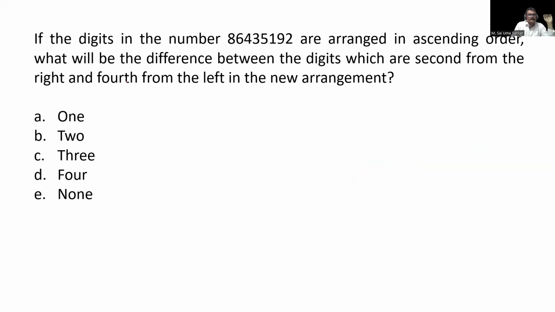Next question. If the digits in the number 8, 6, 4, 3, 5, 1, 9, 2 are arranged in ascending order, what will be the difference between the digits which are second from the right and fourth from the left in the new arrangement? Here, what are the digits? That is equal to 8, 6, 4, 3, 5, 1, 9, 2. Here, what is the first condition? First, you need to write all the digits in ascending order. So that is equal to 1, 2, 3, 4, 5, 6, 8, and 9.